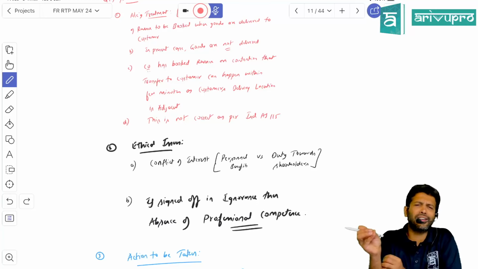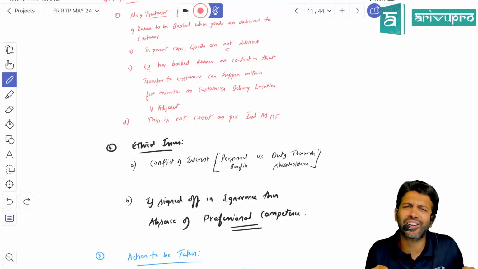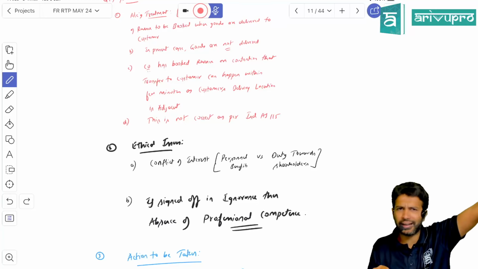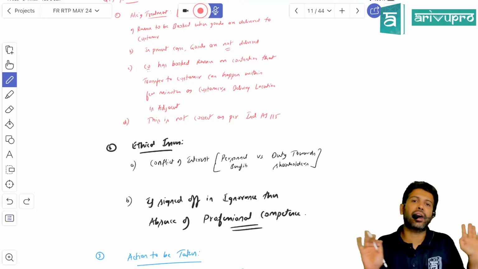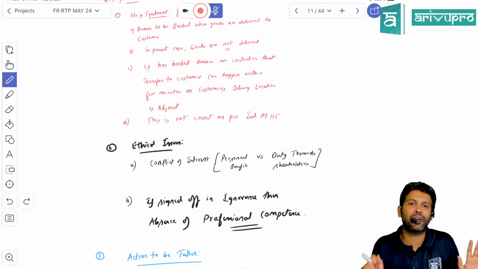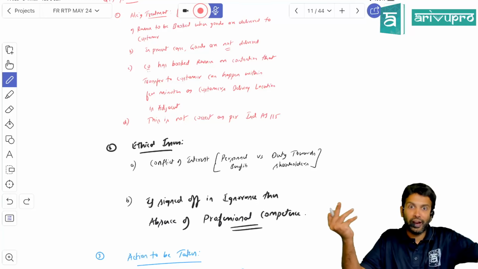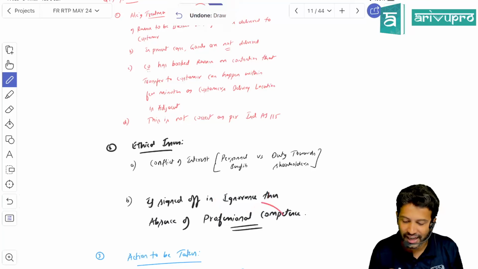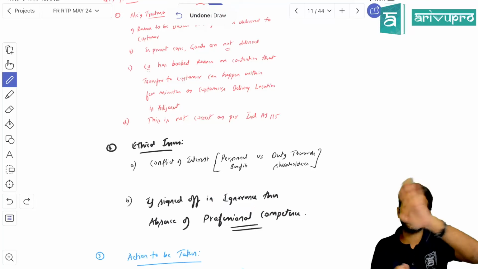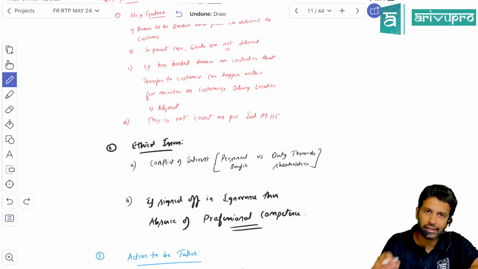You have to continuously improve your knowledge. Just because you cleared your CA examination doesn't mean that knowledge has come to an end. You have to go on updating. Whatever necessary changes have come, you need to update. You can't take the cushion of ignorance and say I didn't know, I did not study at that time. That is not acceptable. So if signed off in ignorance, then absence of professional competence, that particular ethical issue will arise. So these are the ethical issues.